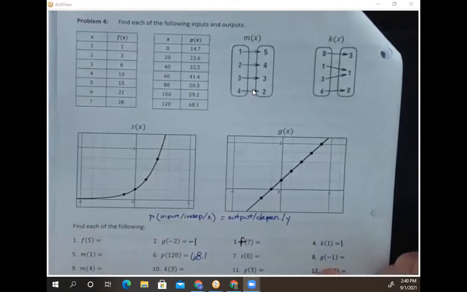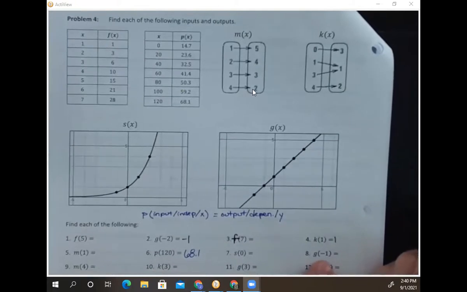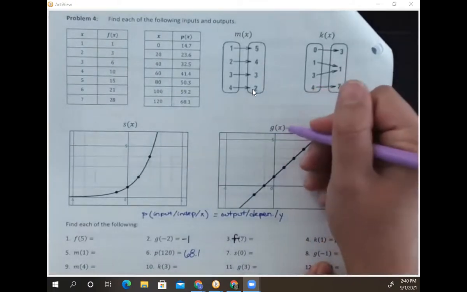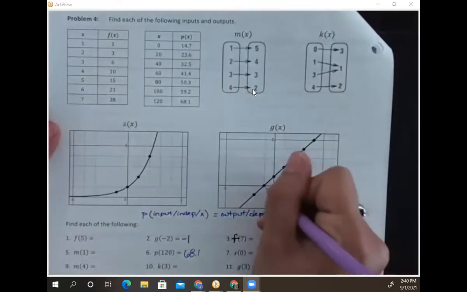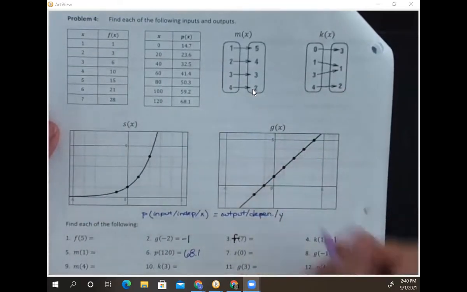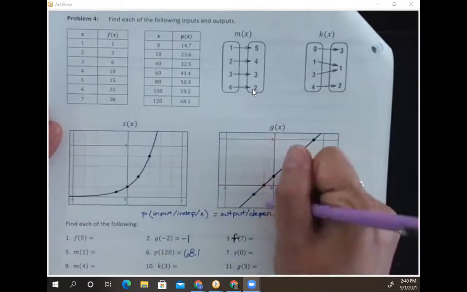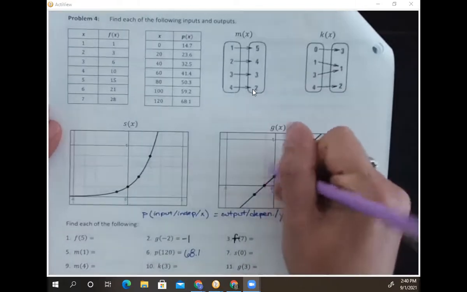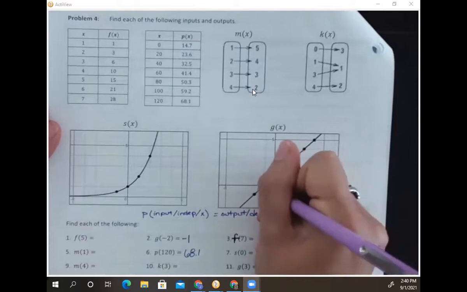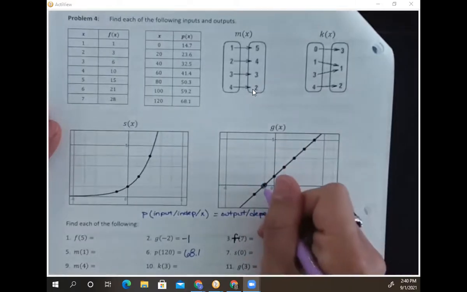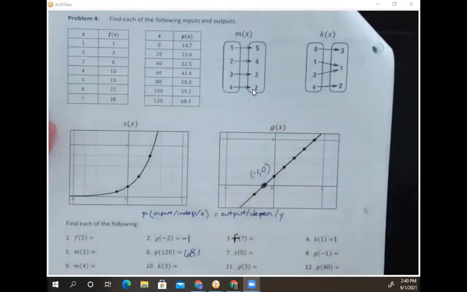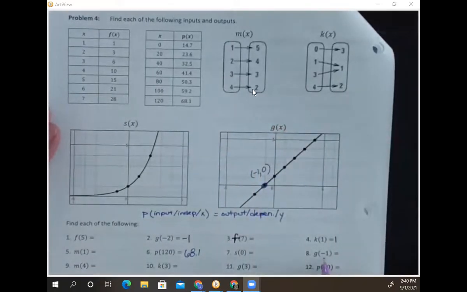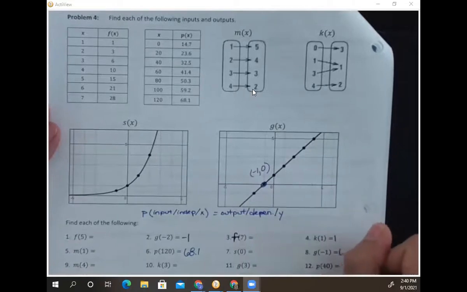For number 8, G of -1. So here's function G, this graph right here, G of -1. So here's my X value. My X value is -1. And now I would follow this to wherever it was on my graph, right? As long as I'm on -1, so up or down. In this case, that point on the graph is right on the axis. So here I have the point -1, 0. So for an X value of -1, my Y value is 0.